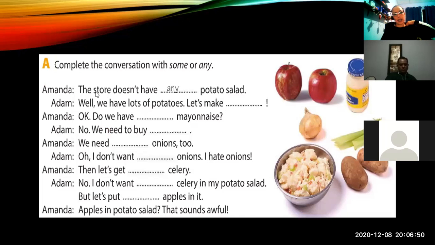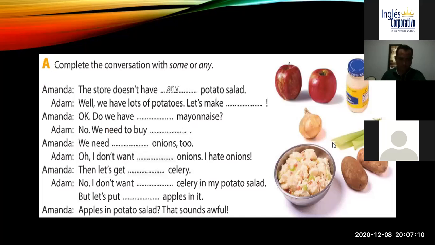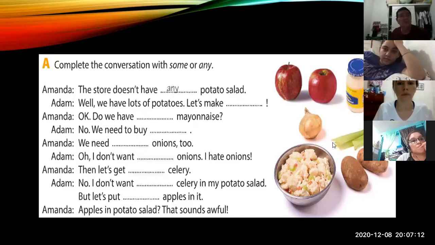Como aquí la primera que ya está hecha, the store doesn't have, como ya vi que es negativa, any. The store doesn't have any potato salad. Y así vamos a ir completando, usando some o any. Les voy a dar unos minutos para que lo hagan en su cuaderno. Just write some or any.